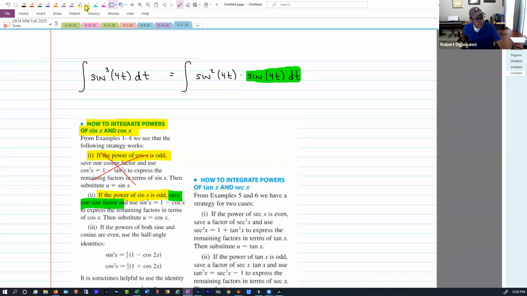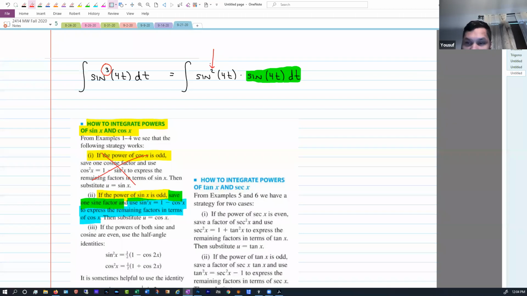Now look at the next step. Use the Pythagorean identity, sine squared x equals 1 minus cosine squared x, to express the remaining factors in terms of cosine. So what's happening here? We started with an odd power of sine. This is what we do when we see odd powers: we pull one sine off to the side. So what can you guarantee me about that power on the new expression? It has to be squared?